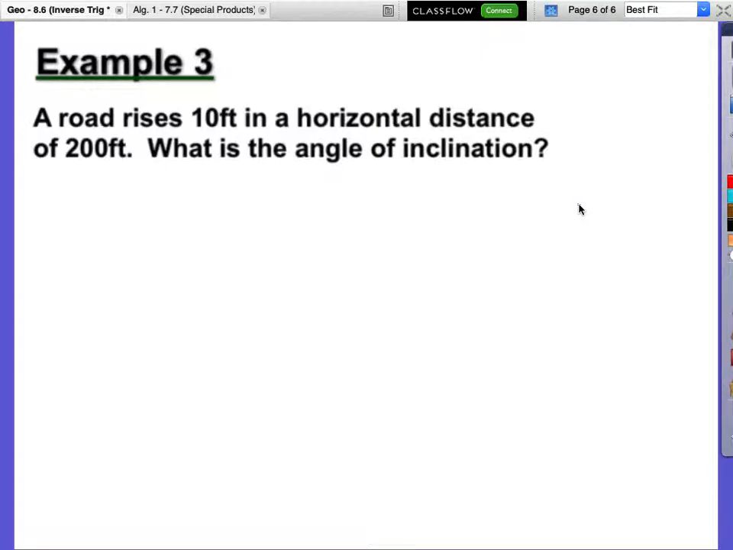Oh, it will be a right triangle. Wait, that's my road. That doesn't make any sense to me. Wait, I have to draw my line. I don't know if this is right. I know what to do.